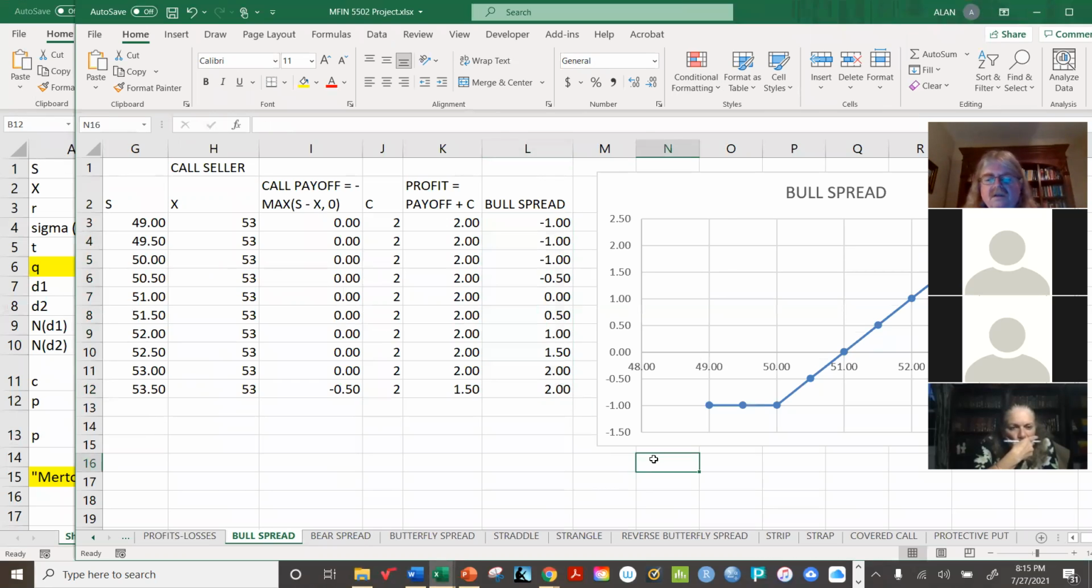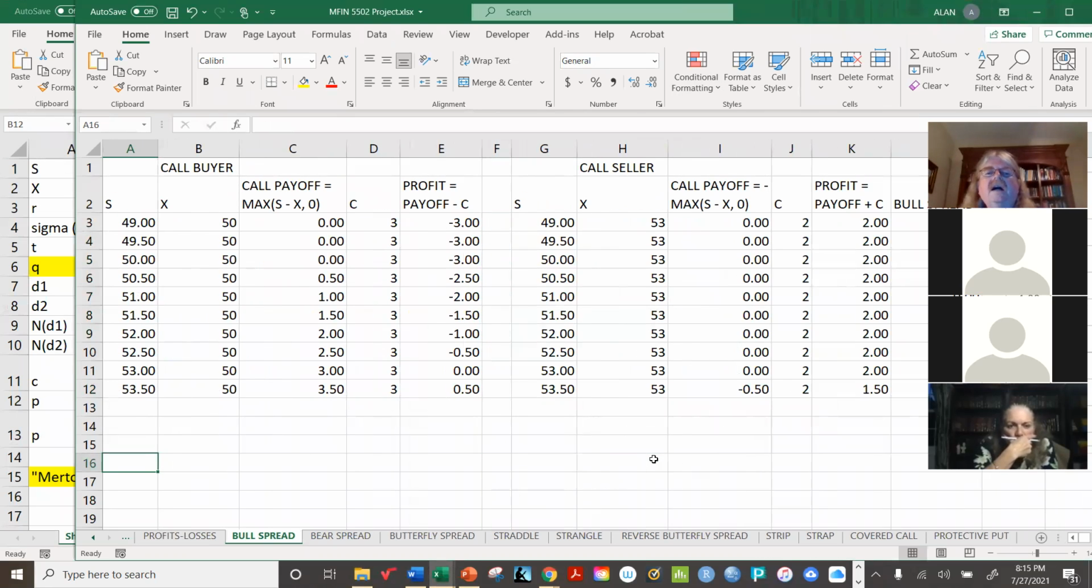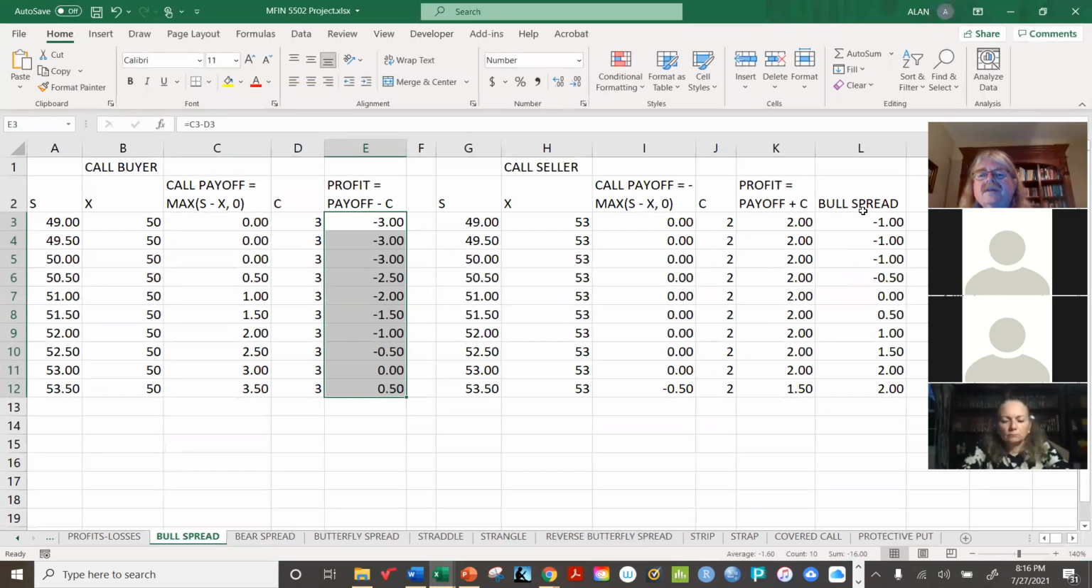Let's see, how is this working? I see. I was way too far over to the left. So you've got, remember we had a strike of 50 and another strike of 53. What you would be asked to do, and I'd have to obviously make sure that the answers aren't there, is fill in the payoffs, the profits and losses, and at the end, the combined position.